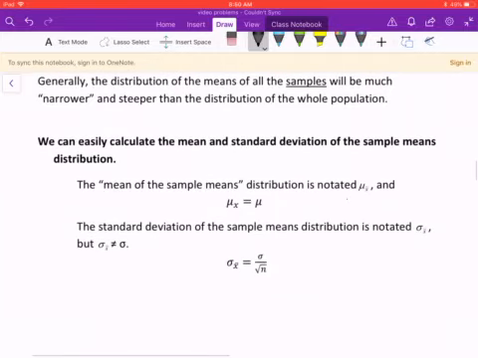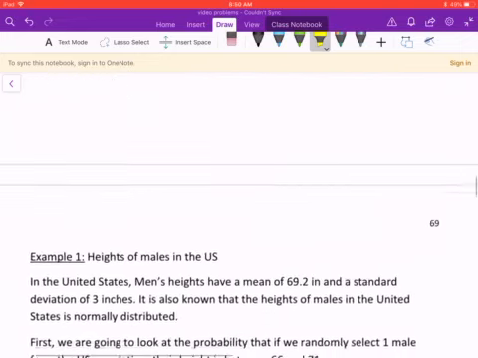We can easily calculate the mean and standard deviation for the sample means distribution. The mean is going to stay the same, so whatever the mean is of the population is the same. But the standard deviation for the sample mean is going to be slightly different, because what we're going to want to do is take the standard deviation that's given to us for the population and divide that by the square root of the number of items in our sample. So again, let's take a look at an example.